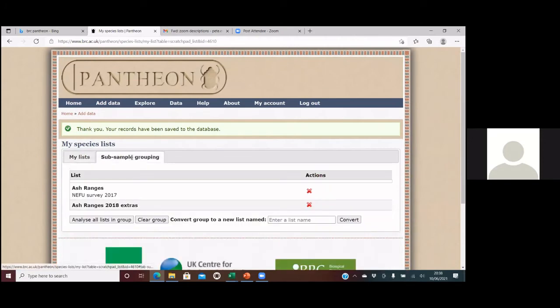and then go to our subsample group, and it shows us those two data sets. They could be any size, they could be from any sites, anything you want to demonstrate across a landscape. And you can then analyze those two lists together, which we'll do.